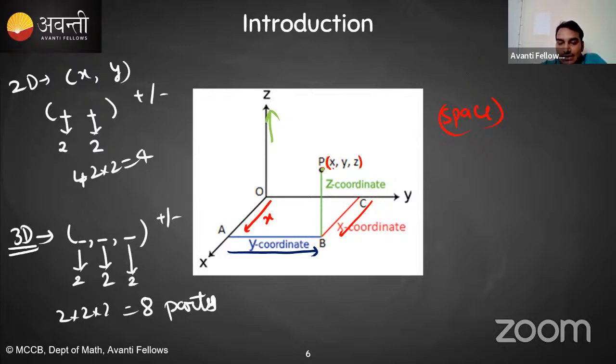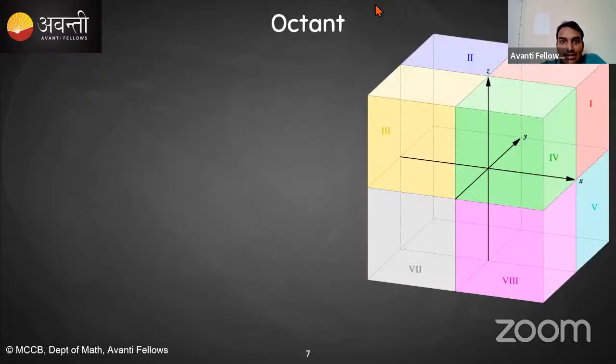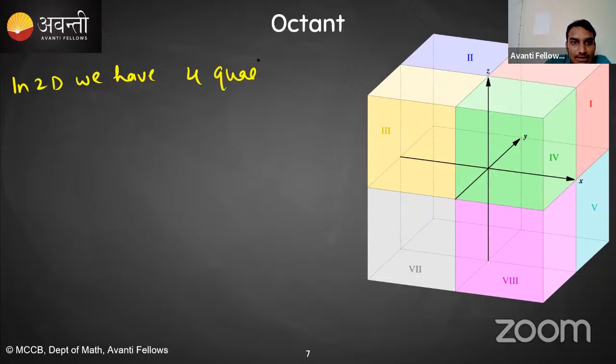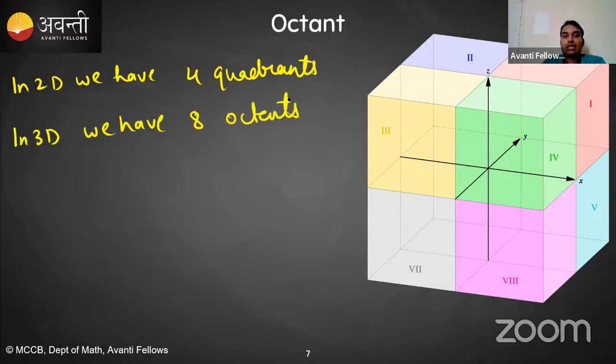So now, students, we will see how these are dividing into 8 parts. Each of these parts is called an octant, similar to the quadrant. In 2D we have 4 quadrants, and in 3D we have 8 octants. If it is 3D we use the term octants, and if it is 2D we use the term quadrants. Is this clear? So now we will see how we are getting the 8 parts.